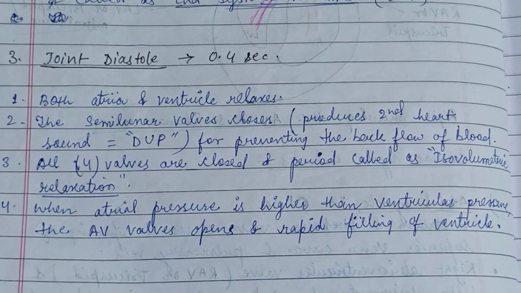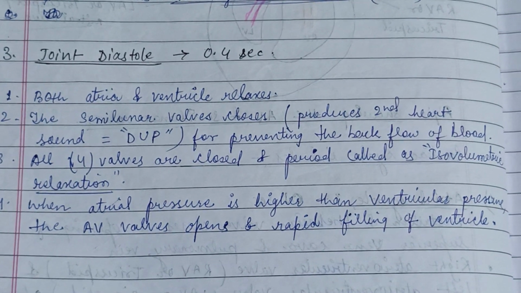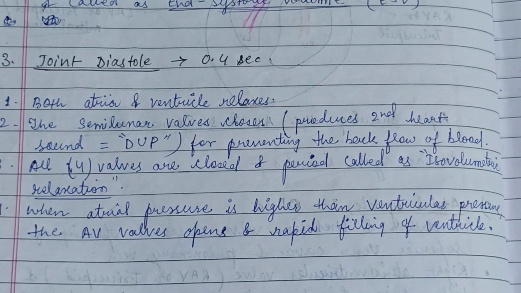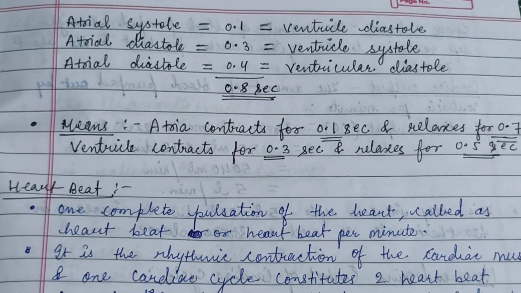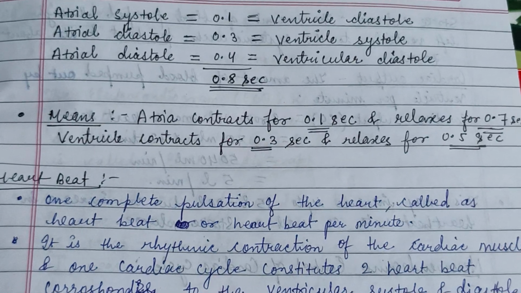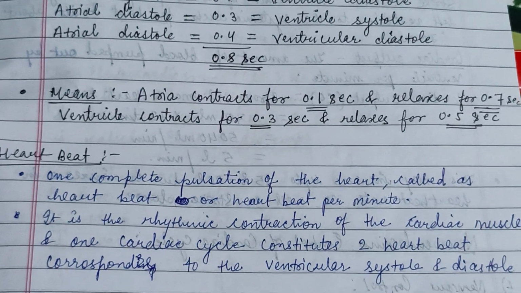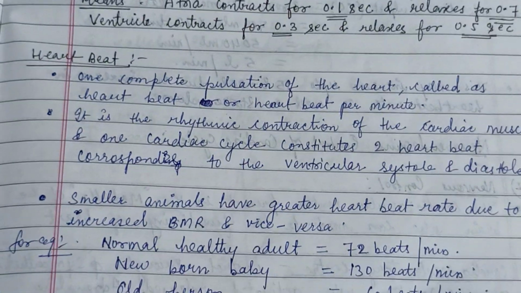that is, diastolic pressure occurs, and the semilunar valve closes, producing the second heart sound, that is dub, preventing the backflow of blood. In conclusion, we can see that the atria contract for 0.1 second and relax for 0.7 second, while the ventricles contract for 0.3 seconds and relax for 0.5 seconds.